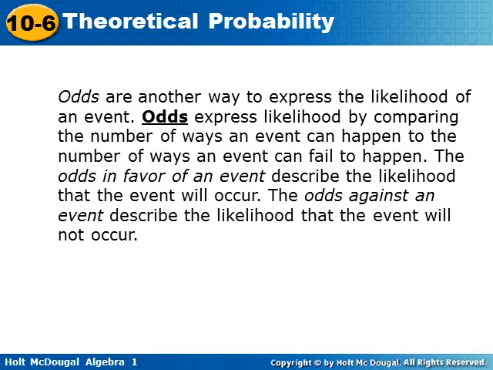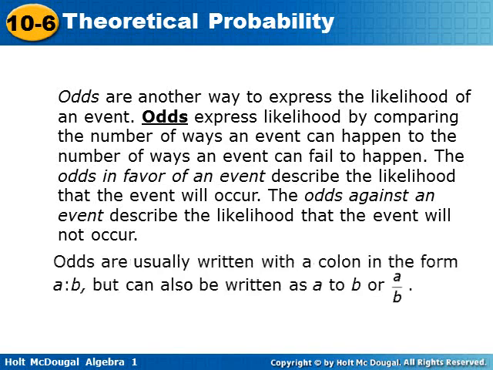Odds are another way to express the likelihood of an event. Odds express likelihood by comparing the number of ways an event can happen to the number of ways an event can fail to happen. The odds in favor of an event describe the likelihood the event will occur. The odds against an event describe the likelihood the event will not occur. Odds are usually written with a colon in the form A:B, but can also be written as A to B or A over B as a fraction.